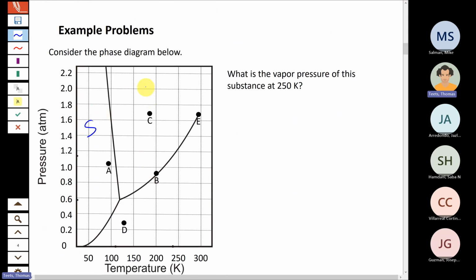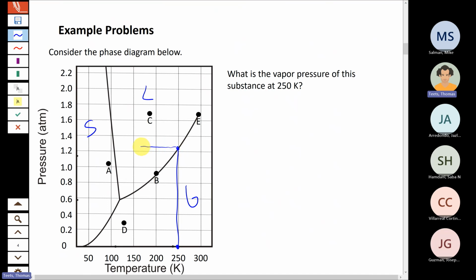So we can read vapor pressure off of these diagrams by recognizing that that's going to be the pressure at which the liquid and the gas phases interconvert at a given temperature. It would be the boiling point at that pressure as well. So if we're at 250 Kelvin here, we want to figure out what's the vapor pressure. We just go up to where that liquid-gas line crosses. So we're at that point there.